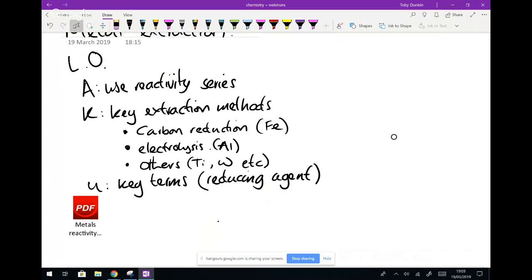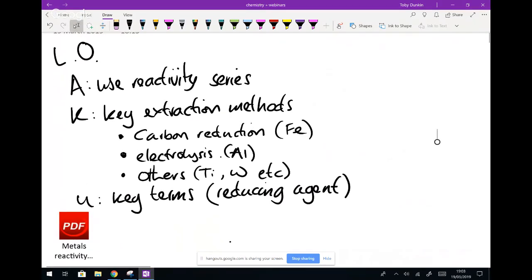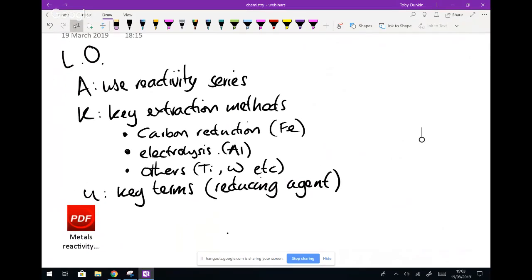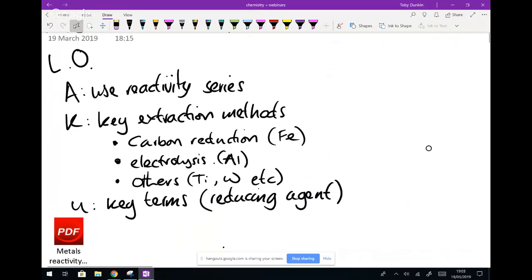And that'll be really important for me to focus on exam questions. And I'll throw out some questions during the webinar. And then I also want to cover the understanding of key terms, reducing agent being a key one.